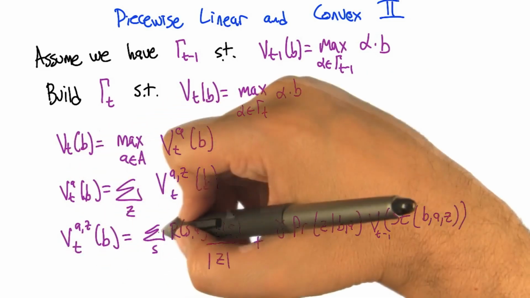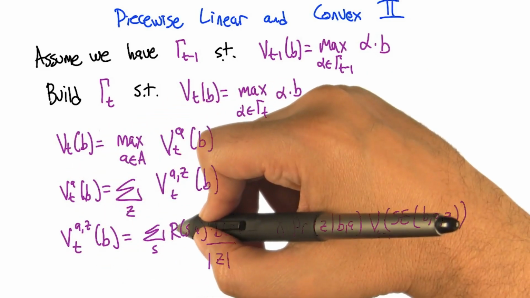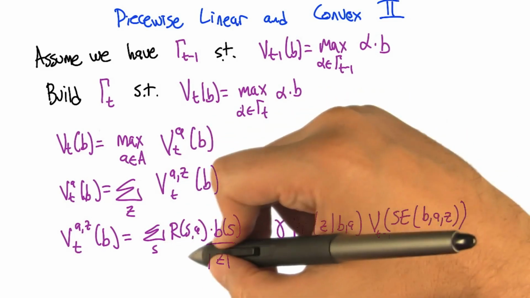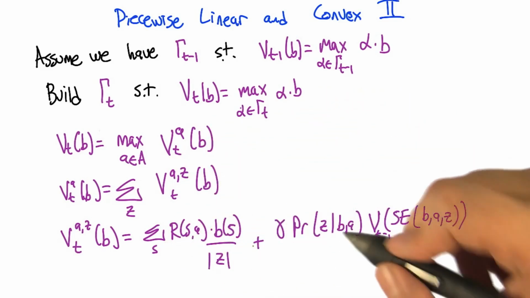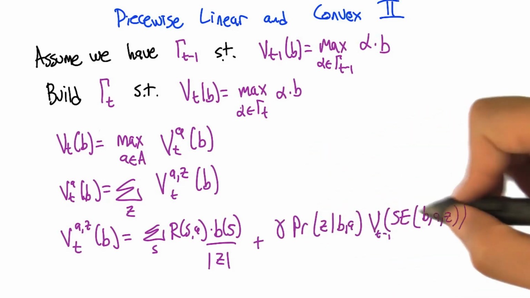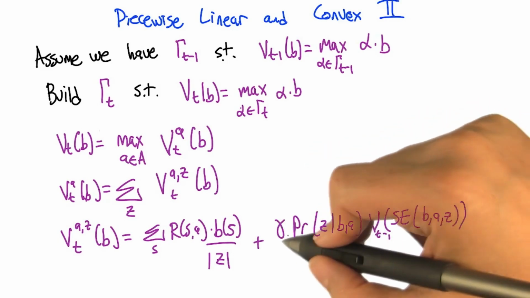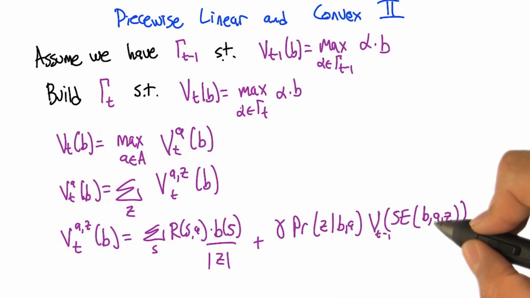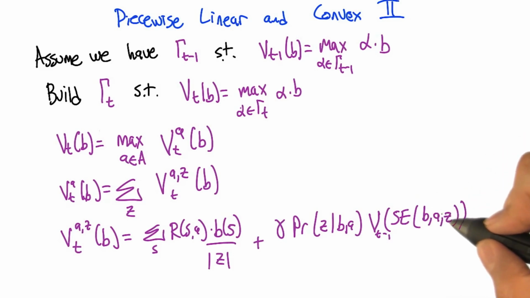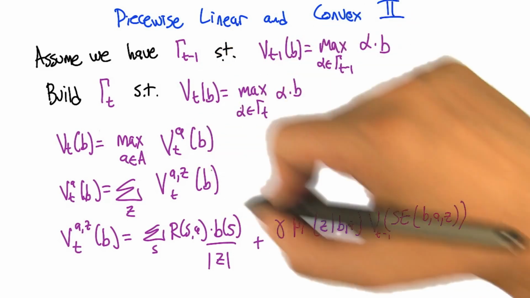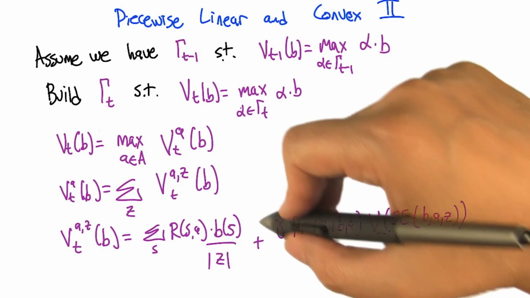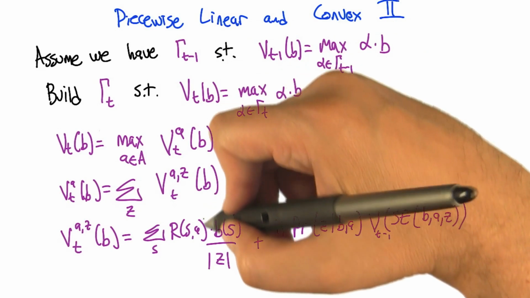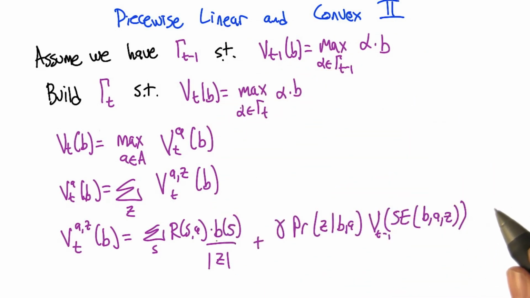And what is that something else? That turns out to be the sum over all states of the reward function for that state given that action times the belief state, and then normalized by the number of observations, plus the discounted expected value of the next state. The expectation comes over the observation, z, and then the value of the next state is VT minus 1 of the state estimation of b, a, z. All right, so this is really just the Bellman equation, but I kind of unrolled it, so that each of these operations is going to be easier to build out of vectors.